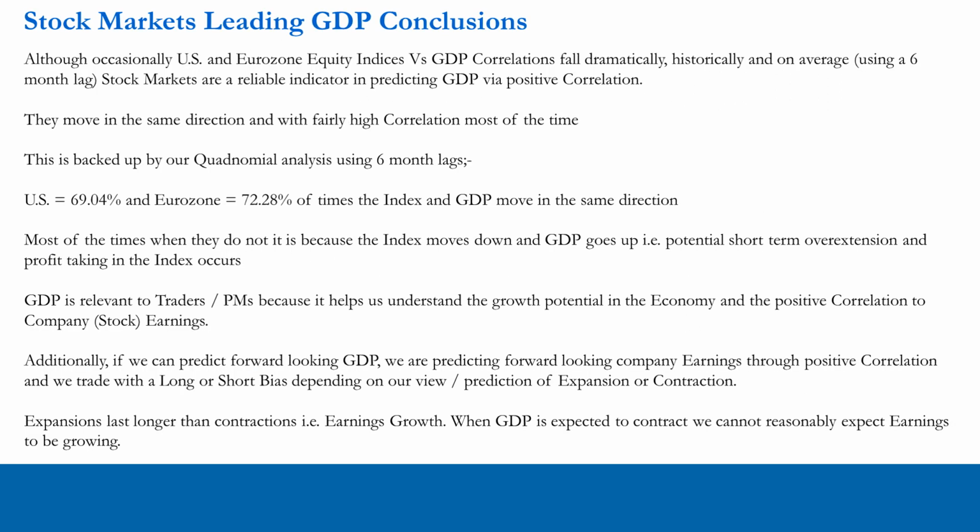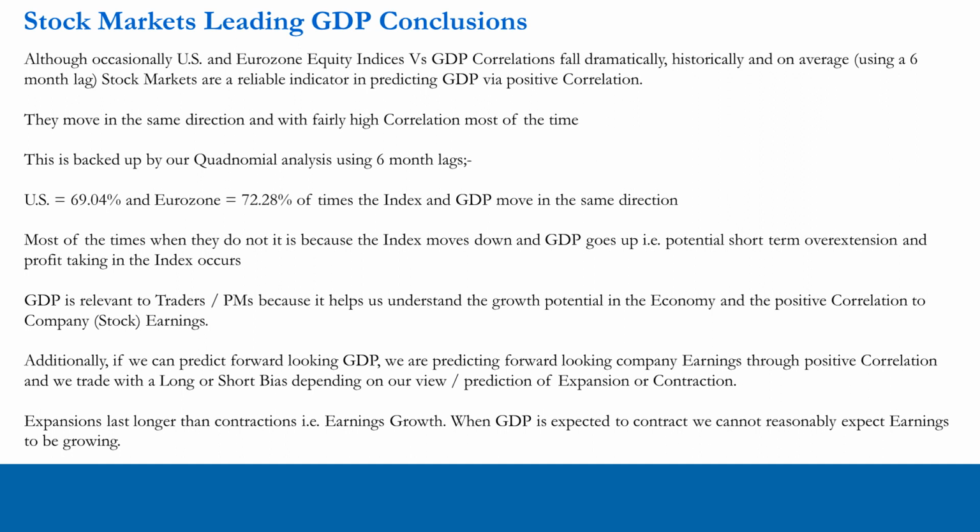What conclusions can we get here when we're looking at stock markets leading GDP? Well, although occasionally the US and Eurozone equity indices versus GDP correlations fall dramatically, historically and on average, using a 6-month lag, stock markets are a reliable indicator in predicting GDP via positive correlation. They move in the same direction in the majority of times and with fairly high correlation most of the time.